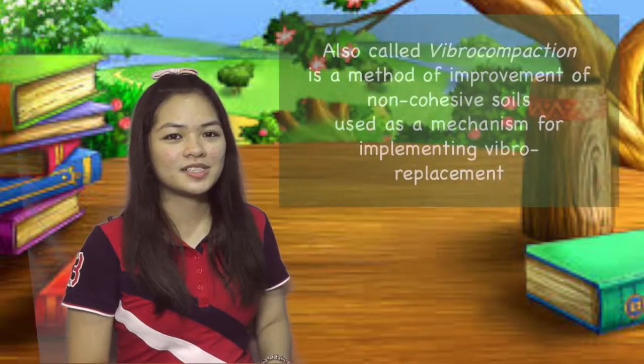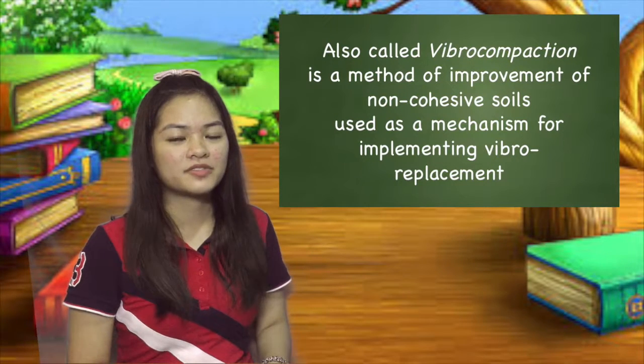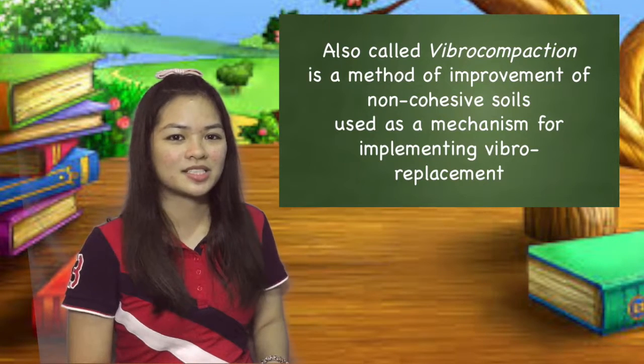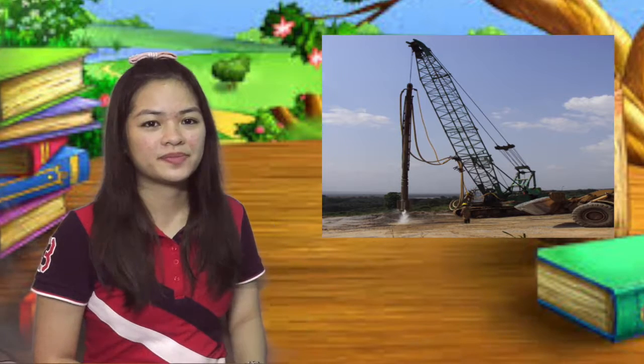Vibroflotation, also called vibrocompaction, is a method of improvement of non-cohesive soils by rearranging the grain distribution pattern while applying cyclic vibrations which cause the outflow of granular soil. As a result, the compaction of soil and the pore volume reduction are obtained. The term vibroflotation is often used interchangeably with vibrocompaction in the literature.